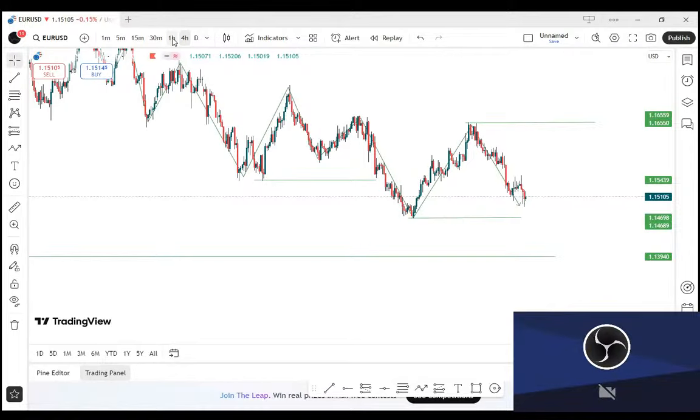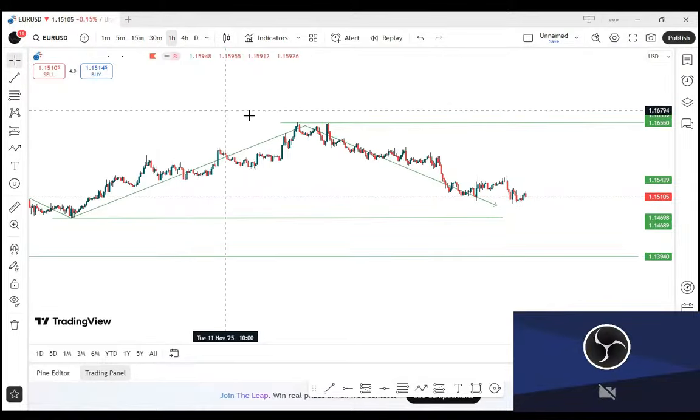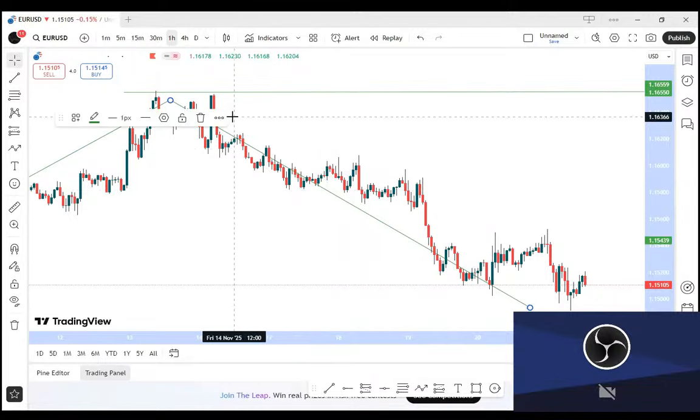Let's drop lower to our 1 hour time frame to see what Euro USD is doing on the 1 hour time frame. Let me clear up this.